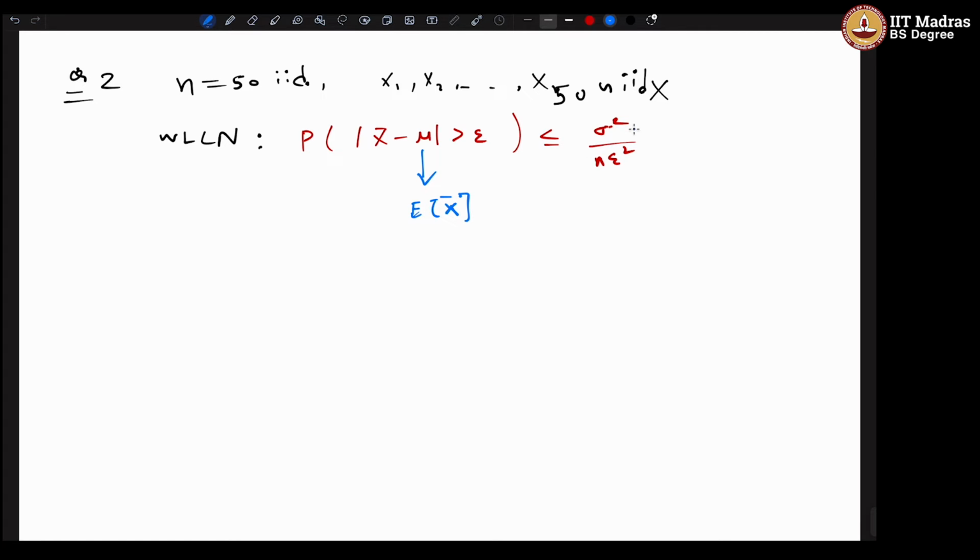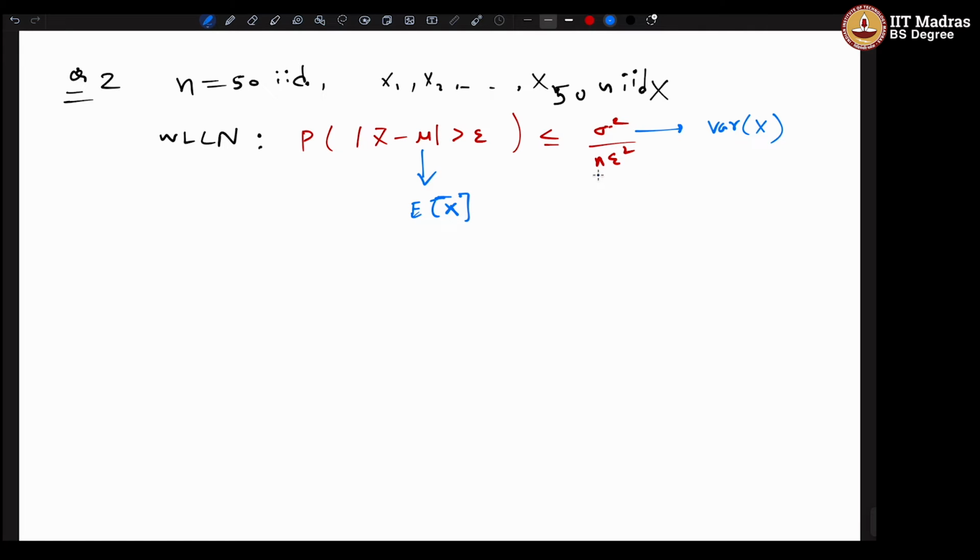And this sigma square here is also coming from the variance of x. So these are the important things. This is not about the variance of x bar and the expectation of x bar. It might look like that, but this mu is the expectation of x, and the sigma square is the variance of x.